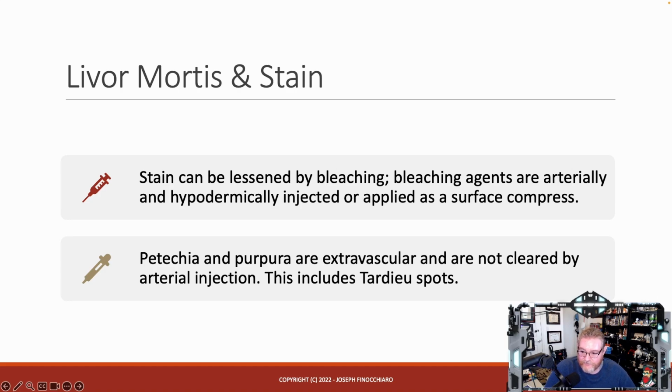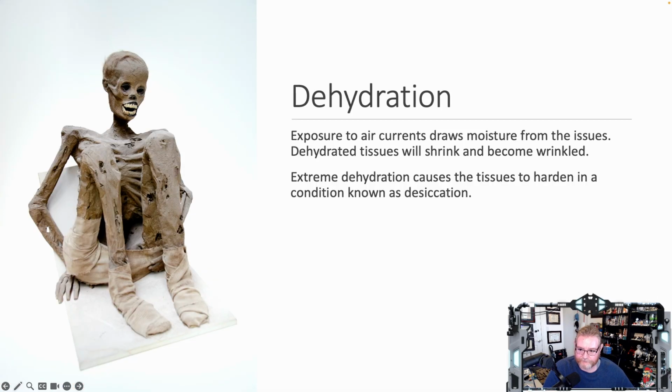Bleaching agents are arterially and hypodermically injected or applied as a surface compress. Petechia and purpura are extravascular and are not cleared by arterial injection. This includes Tardieu spots. Petechia, purpura, ecchymoses, Tardieu spots, these are all bruises. All bruises are extravascular.